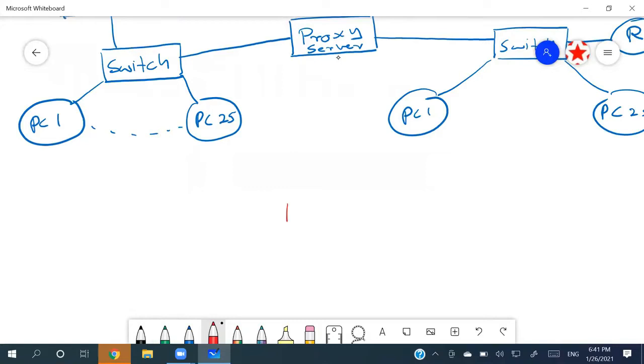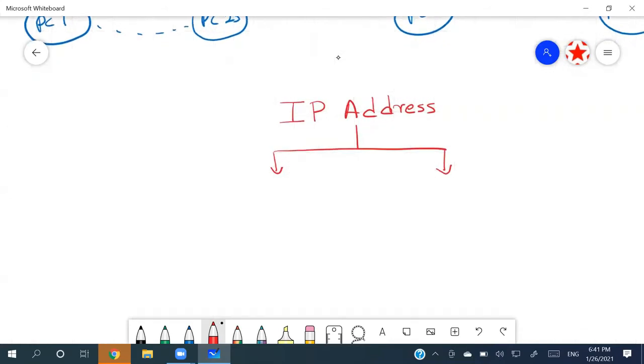Now this IP address is divided into two categories. There are two categories of IP addresses, like two versions, right? So one is called IPv4 addresses. The other one is called IPv6.